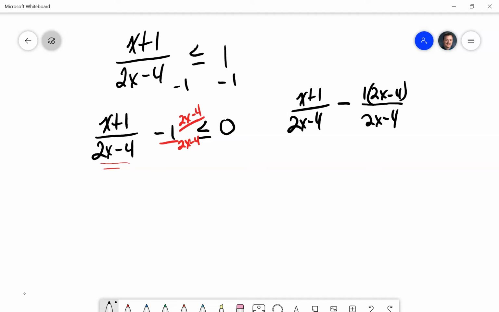Well, the 1's really not doing anything, so I could kind of backtrack that and simplify this a little bit. 1 times anything is just that thing. So here we go, (2x minus 4) over (2x minus 4). Now let's see if we can clean that up a little bit. Well, x minus 2x would be a negative x. 1 minus a negative 4 is going to be 1 plus 4, or 5, all over 2x minus 4, less than or equal to 0.